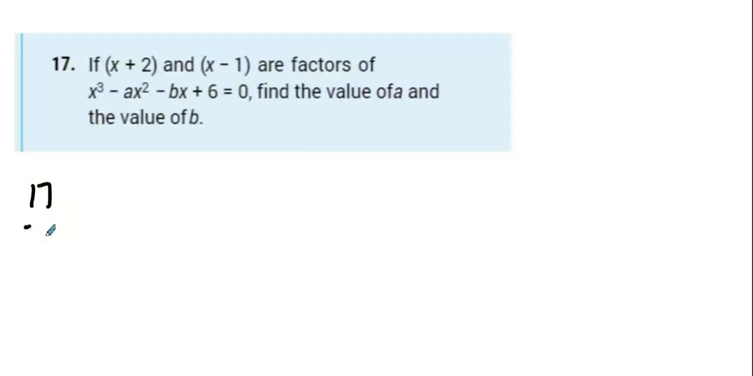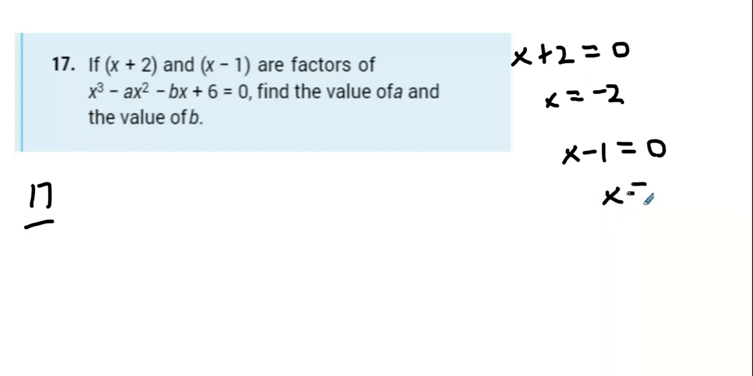Very similar to what I gave for homework over the weekend. Anybody know how to do it? Gents, look at the following. If x plus 2 is a factor, x equals minus 2 is a root. If x minus 1 is a factor, then x equals 1 is a root.